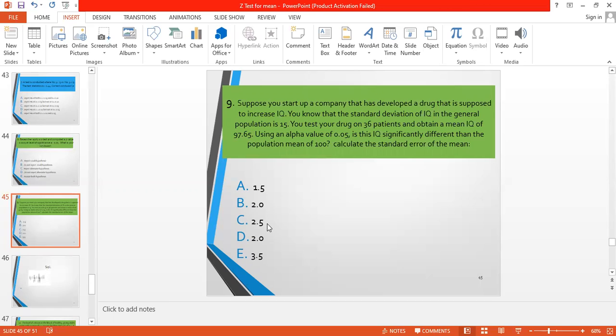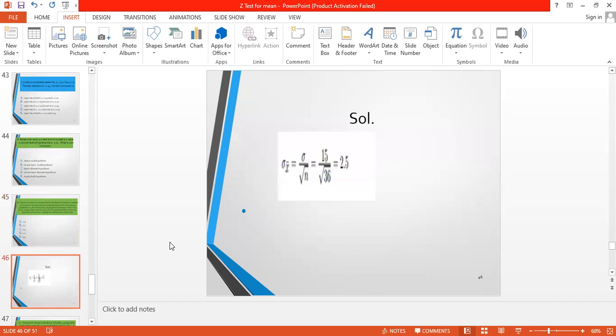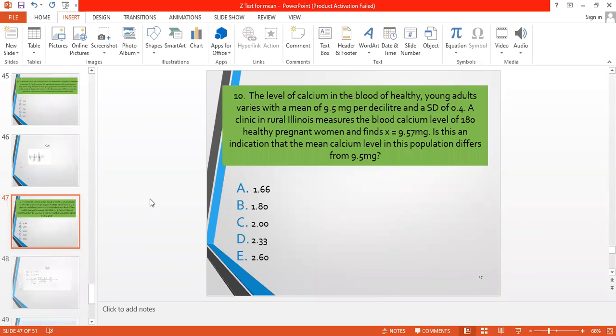1.5, 2.0, 2.5, 3.0, or 3.5. The answer is 2.5. This is the solution, only the standard error of the mean. We use the standard deviation and the number of samples. The standard deviation is 15, the number is 36. The square root of 36 is 6, and 15 divided by 6, the answer is 2.5. So only the standard error of the mean is calculated.